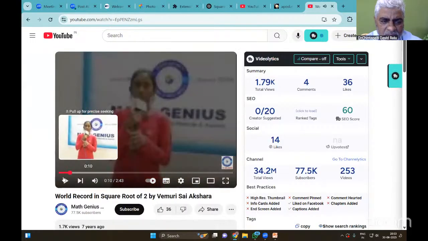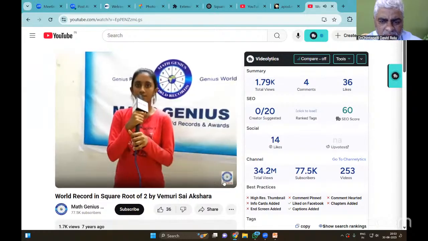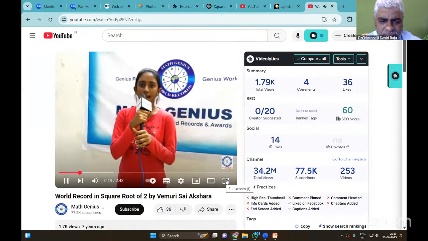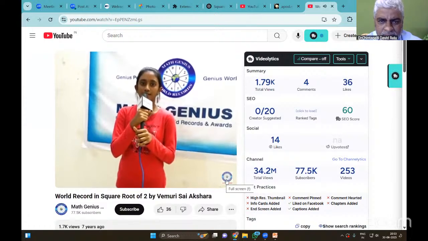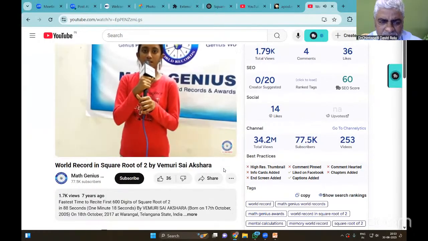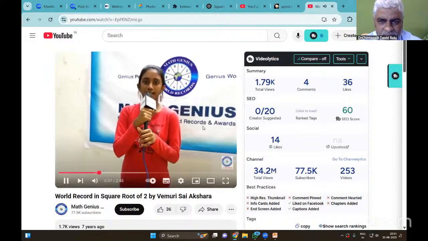1.414213. The first 600 decimal places of root 2 value. I'm going to recite the first 600 decimal places of root 2 value. 1.414213563 04880. Do you understand the depth in square roots?